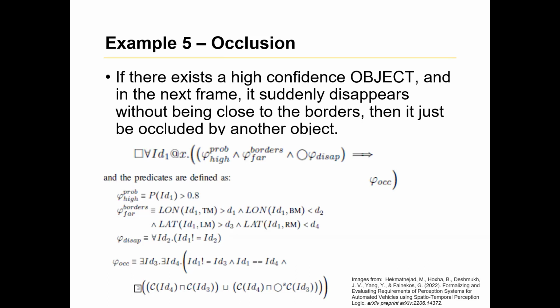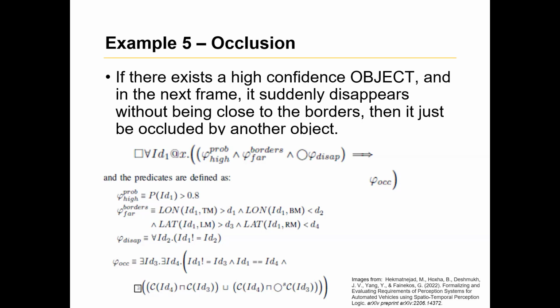You say that the probability of ID1 is greater than 0.8, so you have a high confidence value. You say that the borders are far away, so this basically says that it is somewhere in the middle of the frame, not very near to the borders of the image. And it disappears, so that ID no longer exists. What it means is occluded.